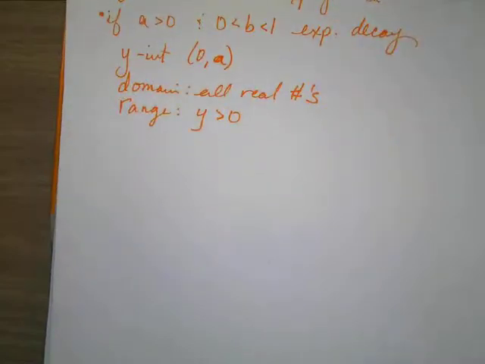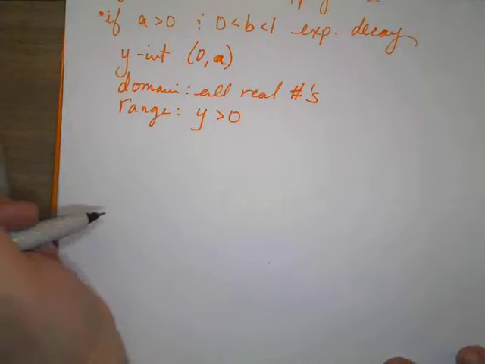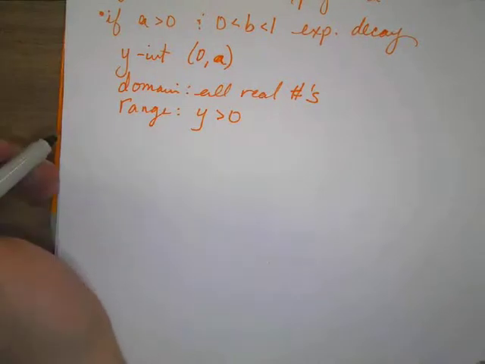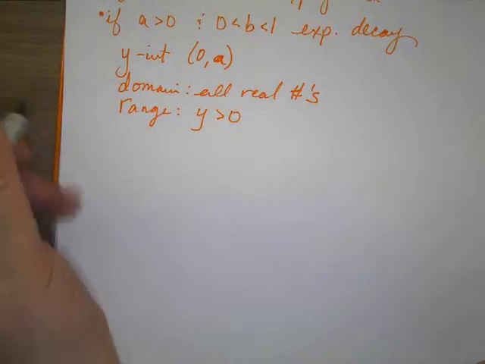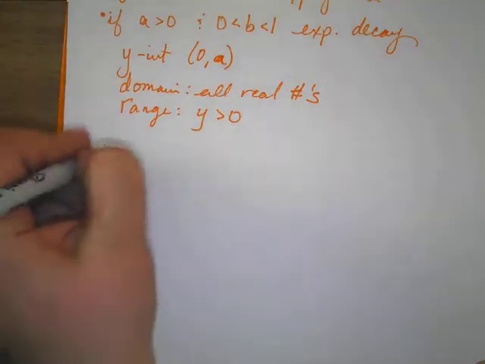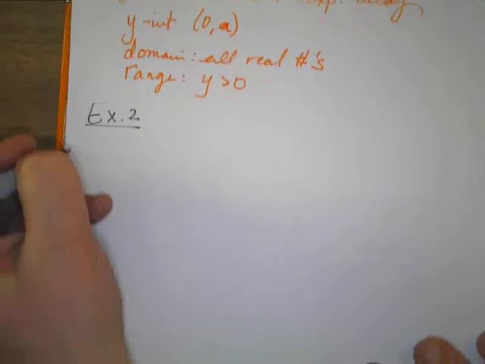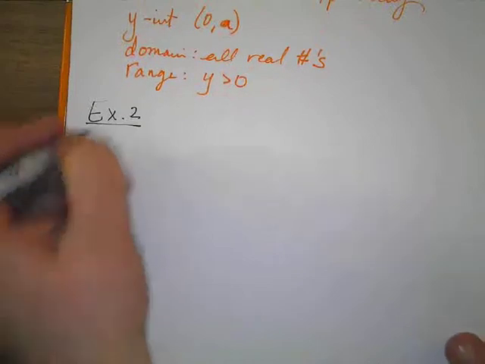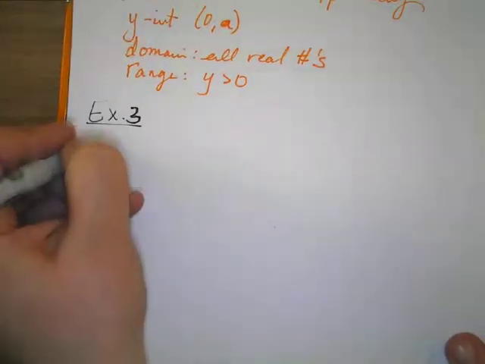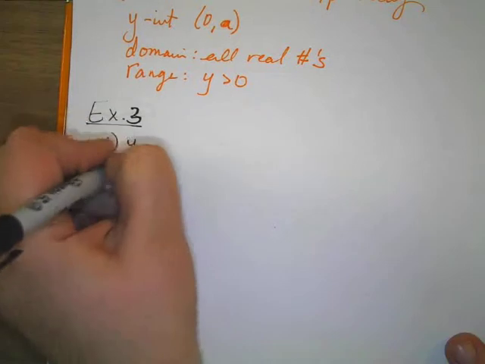All right, so let's do an example. Identify each function or situation as an example of exponential growth or decay. What is the y-intercept? So this is example 3.